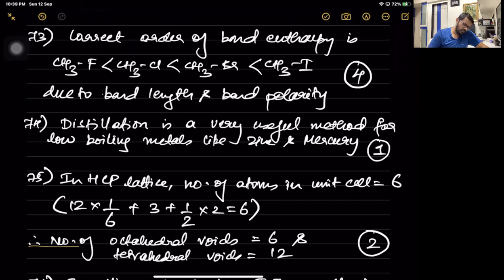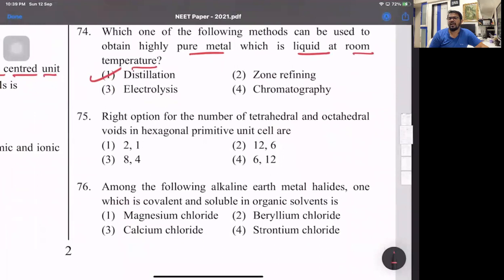Then 75, the right option for the number of tetrahedral and octahedral voids in a hexagonal primitive cell. For hexagonal, we all know the number of atoms is 6. If the number of atoms is 6, the number of octahedral voids is n, and tetrahedral voids are double of it. So there will be 12 tetrahedral voids and 6 octahedral voids. So 75 is 2 over there.